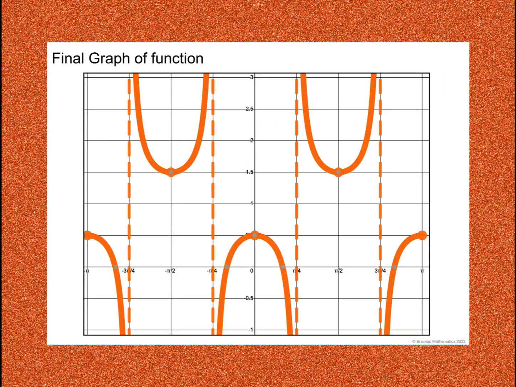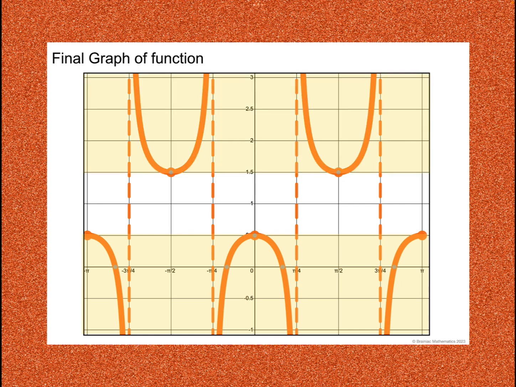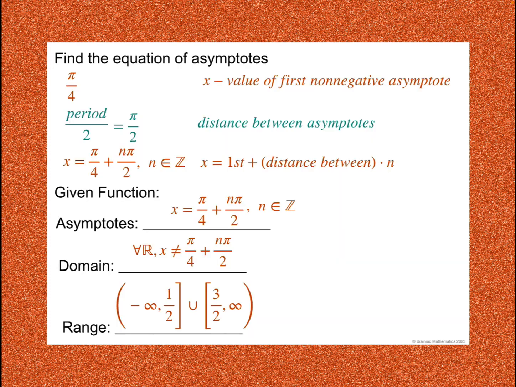Then to find our range, our range is our y values. So we're going to find our smallest y value is negative infinity, up to our maximum point of the lower half of the graph, which in this case would be 1/2. So from negative infinity to 1/2, including the 1/2 in brackets. And then we're going to find the range of the upper part of the graph. That upper part of the graph starts at 3/2 and goes up to infinity. So we'd say that's bracket 3/2 to infinity, close parentheses.